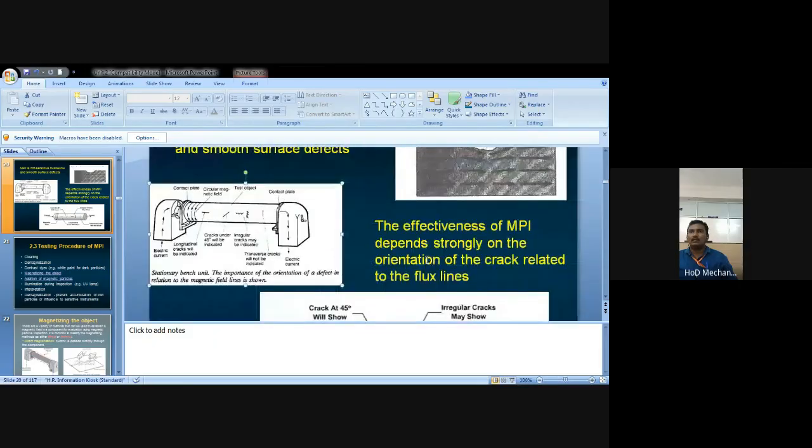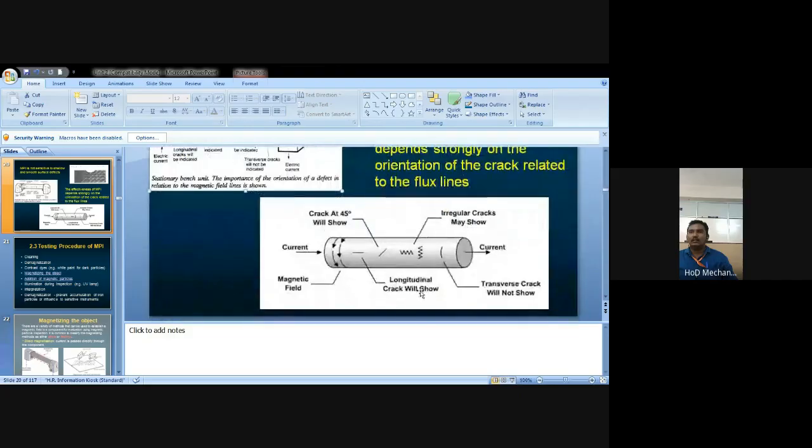Here, the longitudinal crack will also show. The transverse crack will not be able to show using MPI inspection. The current will be passed through this shaft.